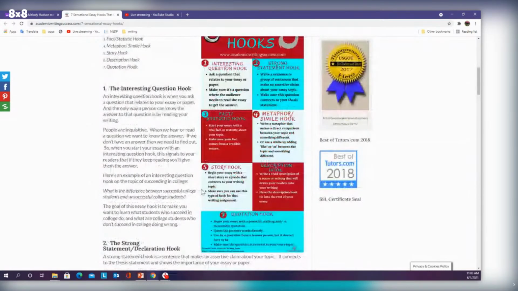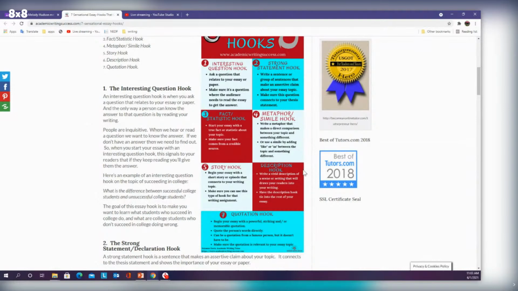Story hook. You're going to begin your essay with a short story or an episode that connects to your writing topic. And make sure you can use this type of hook for that writing assignment. Now, if you're talking about technical writing, science, or math, that may not be the most appropriate hook.